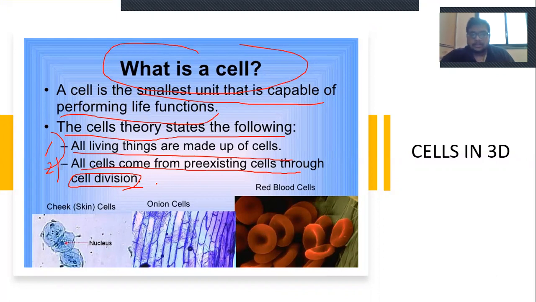First, there are some samples over here. First is a cheek cell, a human cheek cell, which is from inside the mouth. Then there are onion cells, which are seen under the microscope. This is also seen under the microscope. You cannot see this with your naked eye. And these are red blood cells. This requires a very high powered electron microscope. Red blood cells are very small in size.